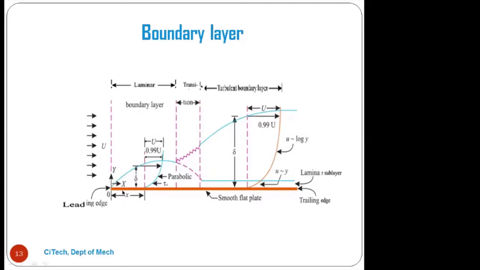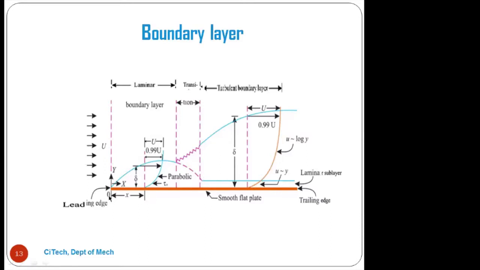First we need to discuss the boundary layer at the surface. Suppose this is the velocity profile here, the velocity profile when turbulent flow occurs. This is the velocity profile when laminar flow occurs. Understand? This delta is called the boundary layer thickness here. This is parabolic in nature.